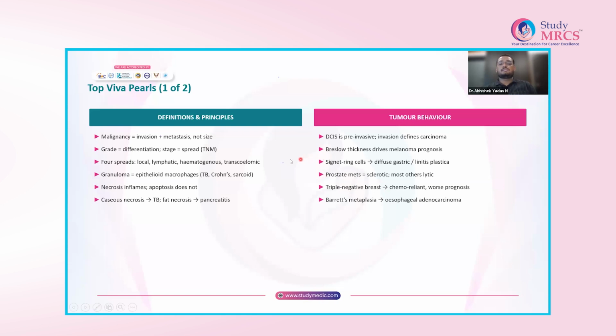Certain pulses, viva pulses, which can help you. So the definition: malignancy is nothing but invasion and mets. These are the same things we talked about. So, tumor behavior: DCIS is pre-invasive in nature.